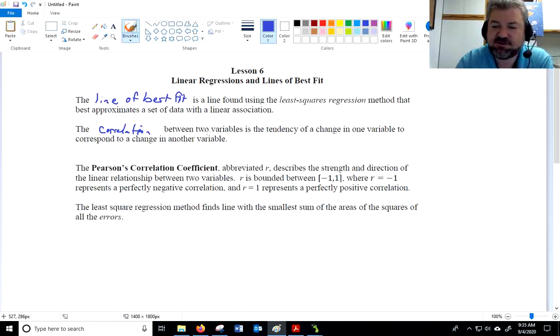The Pearson's correlation coefficient, oftentimes just called R, describes the strength and direction of a linear relationship between two variables. R is bounded between -1 and 1, where R equaling -1 represents a perfectly negative correlation, a perfectly linear set of data that is going down, and R equals 1 is a perfectly positive correlation, meaning that all the data fit perfectly in a line that's going up. The least squared regression method finds the line with the smallest sum of areas of the squares of all the errors.